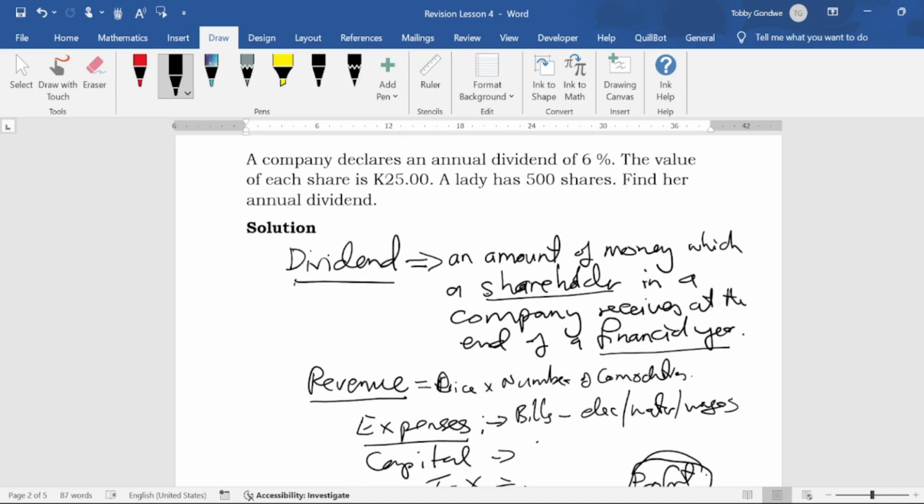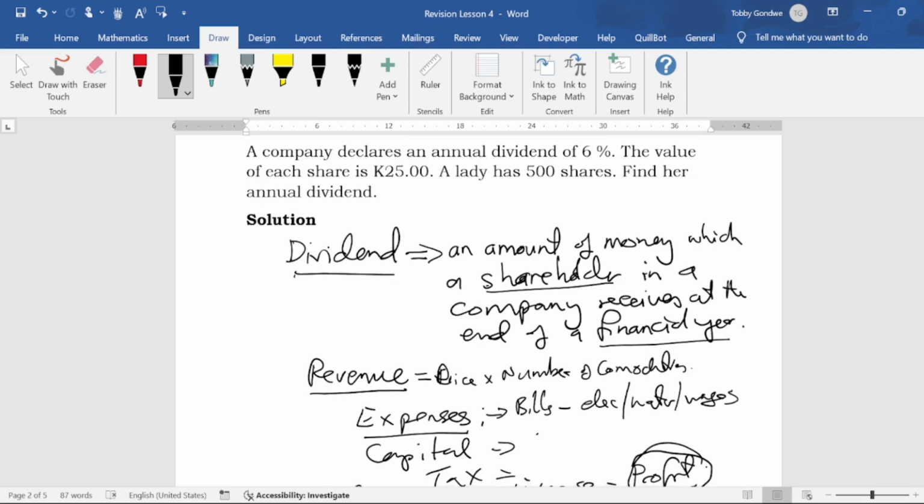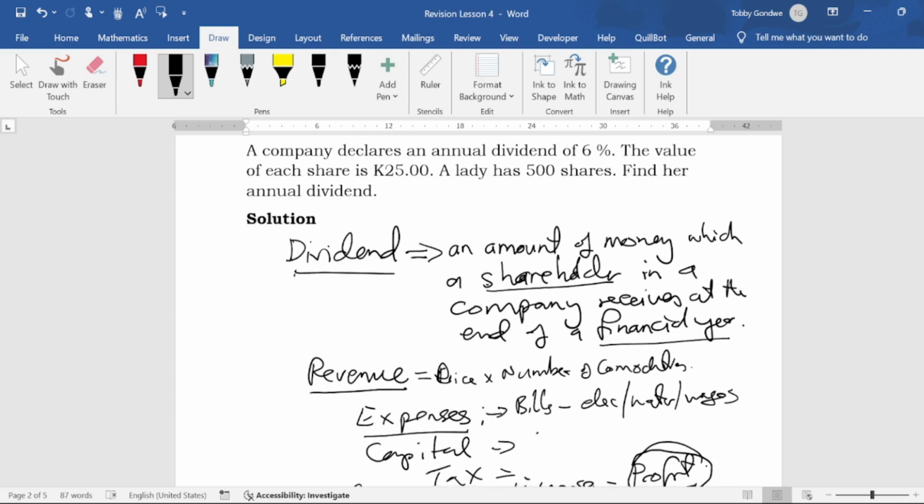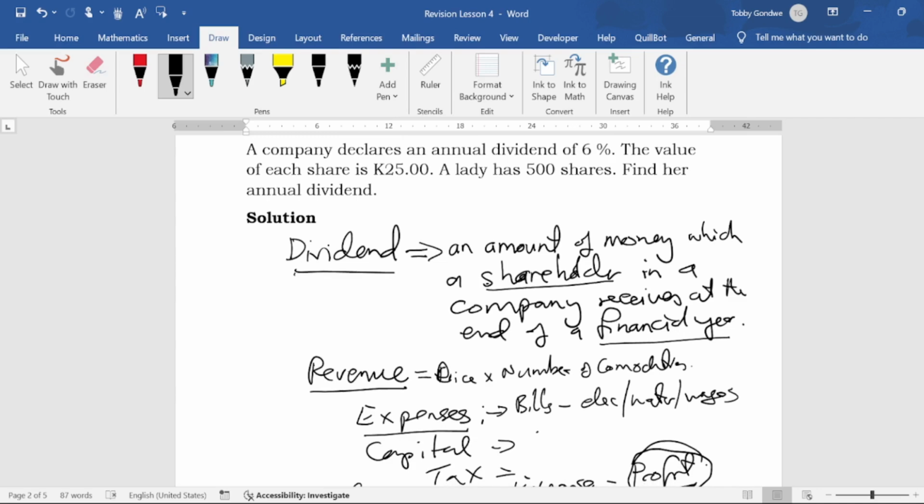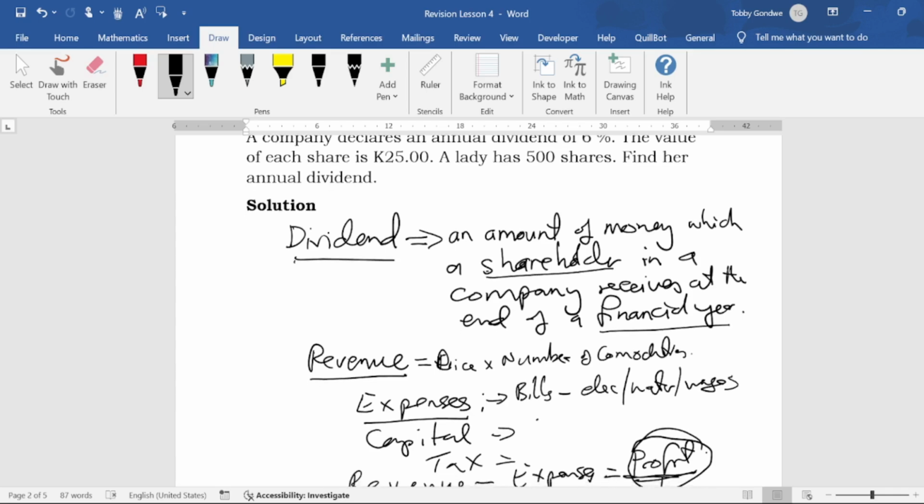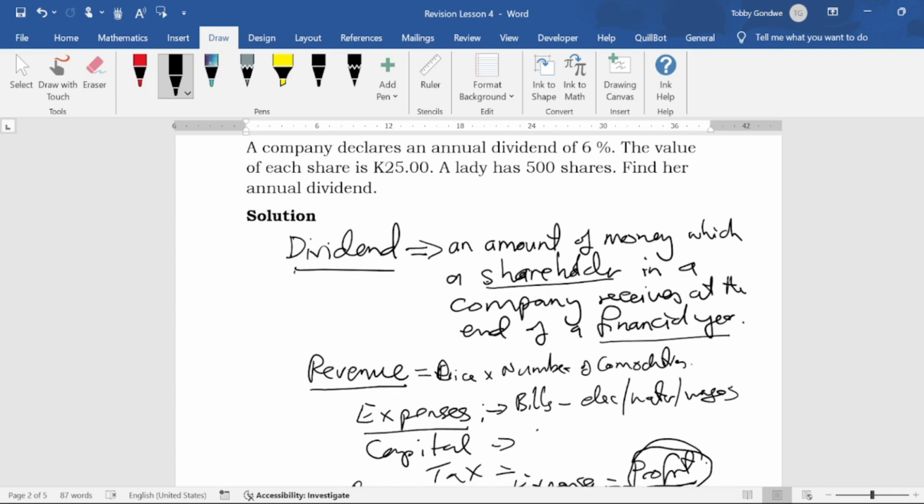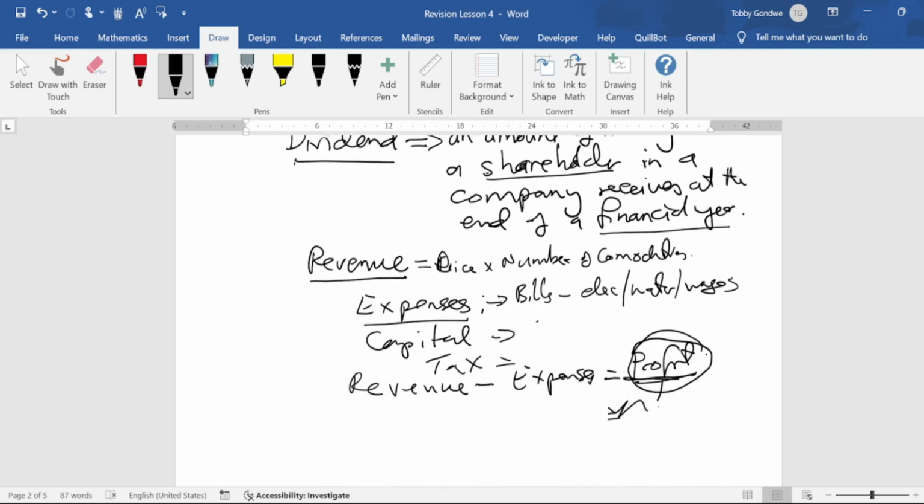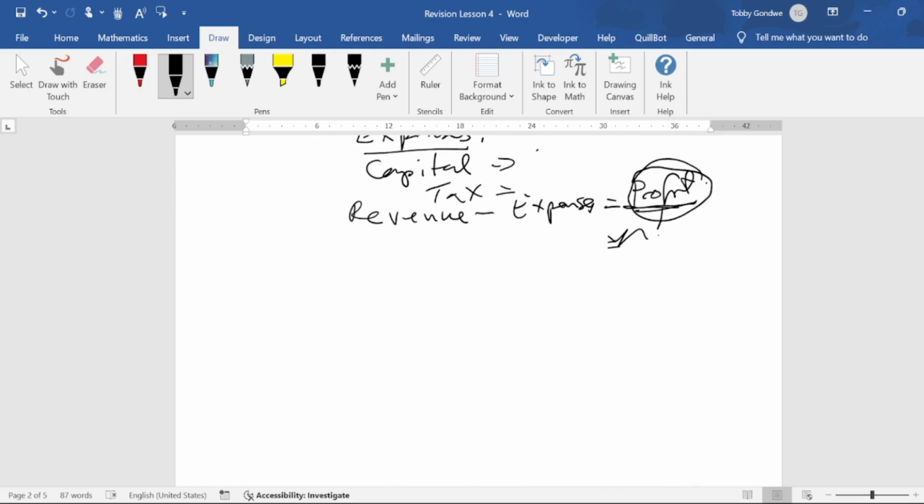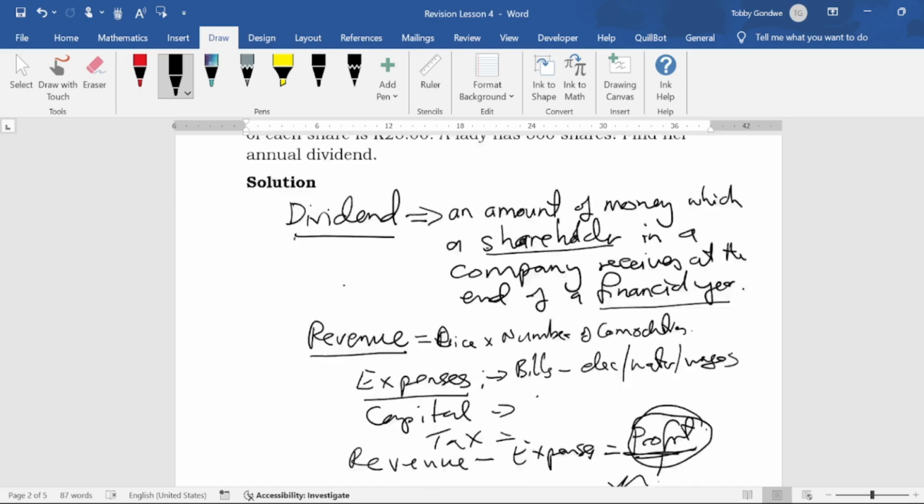So now let's come to the question. It says a company declares an annual dividend of 6%. Okay? So there's an annual dividend of 6%. The value of each share is 25 kwacha. The lady has 500 shares, find the annual dividend. So before we calculate the annual dividend for this lady, we need to calculate the annual dividend for this particular company.